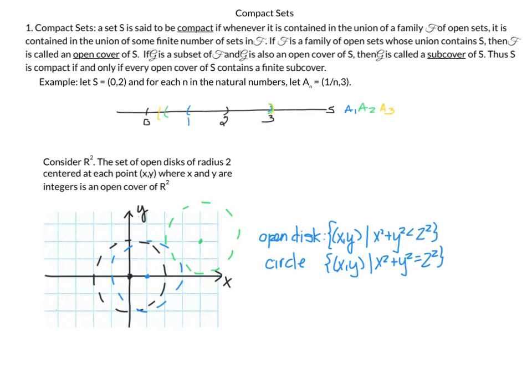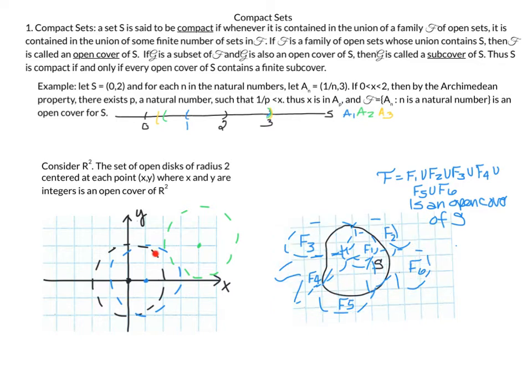And just a quick note of what an open disk is. A circle is all the xy points such that x squared plus y squared is equal to 2 squared. So in this diagram, that would be this circle that's dotted. But the open disk is the set of points where x squared plus y squared is less than 2 squared. So the open disk would be everything here, not including the dotted line. So it's kind of the interior of the circle. If it were the closed disk, then it would include the boundary. And if it's the open disk, sort of like an open interval, it does not include the boundary.